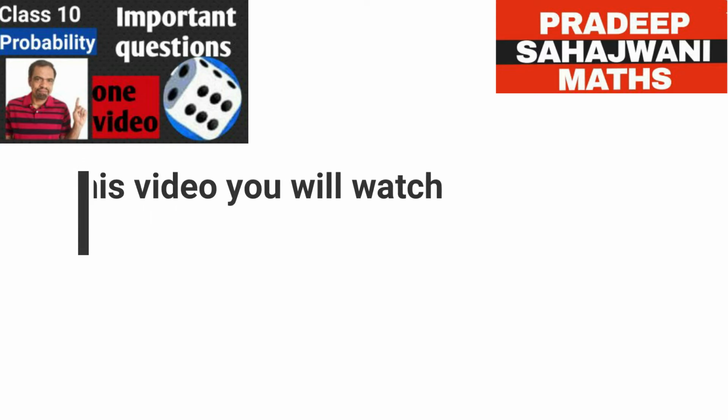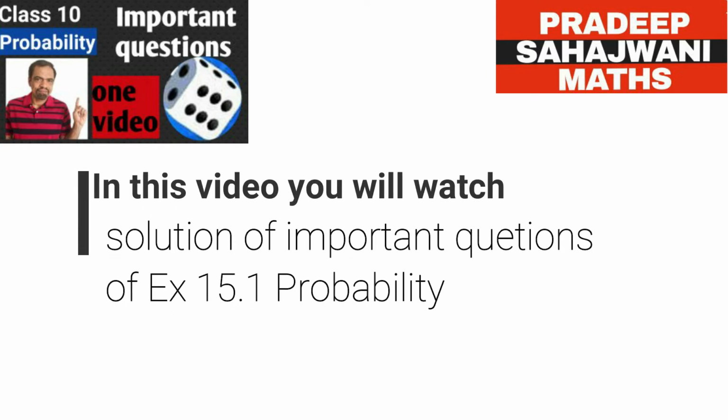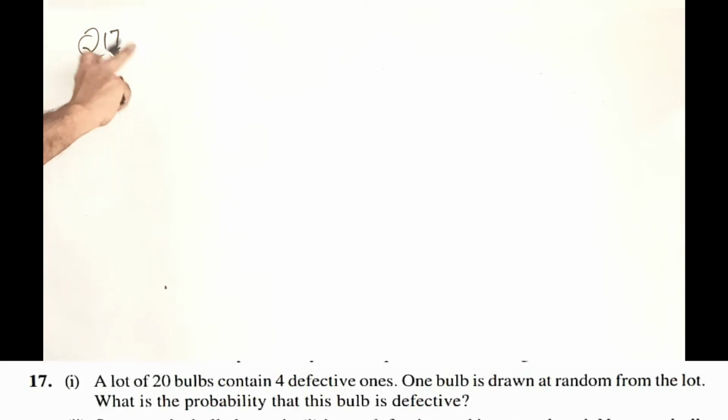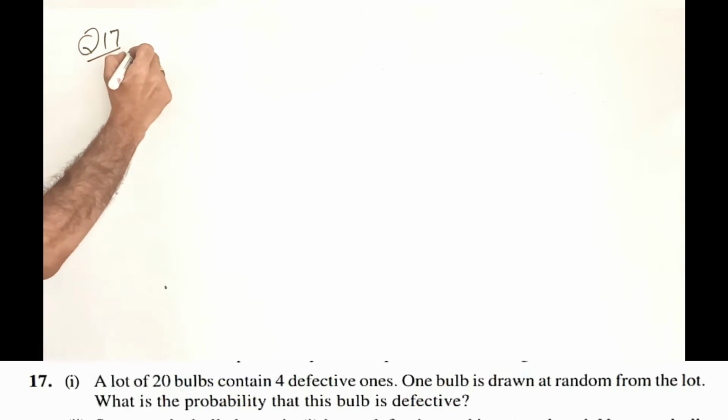Class 10th, in this video you will watch the solution of important questions of probability, that we discussed in the earlier video. Now let us see. Now students, see the important questions of the exercise. The first important question is 17. Very important question. See, the first part is very easy.